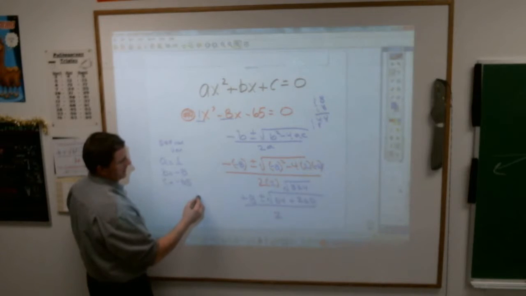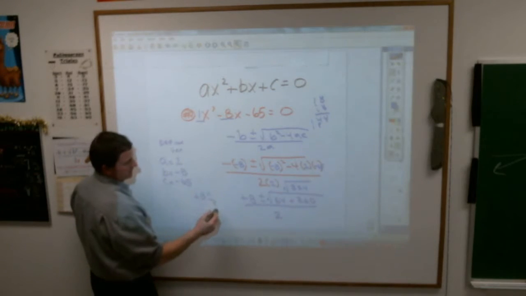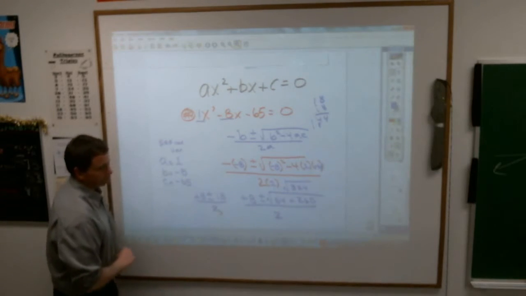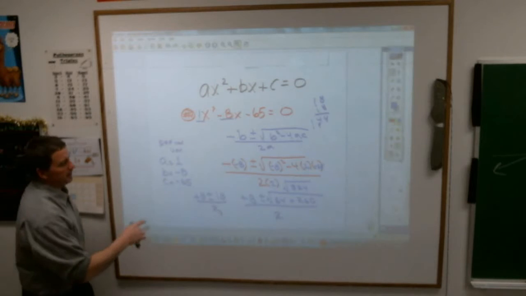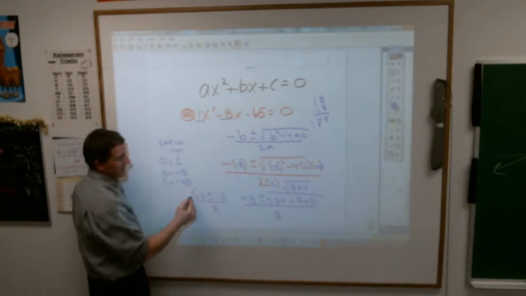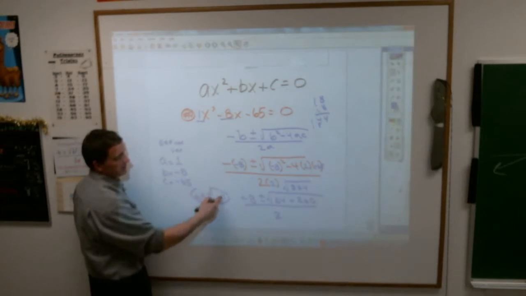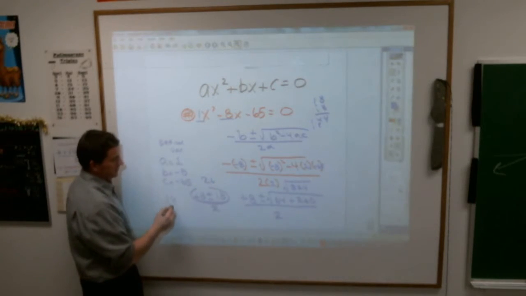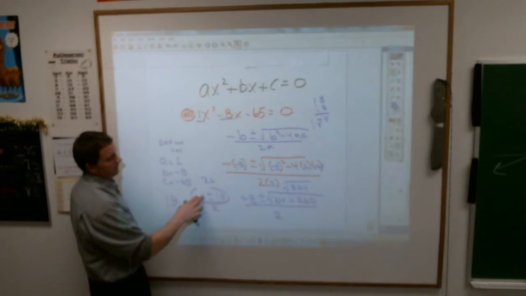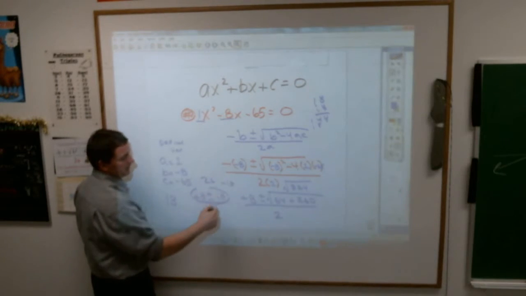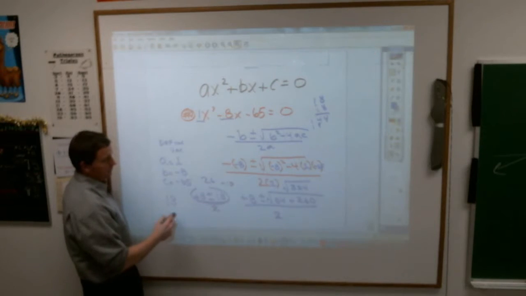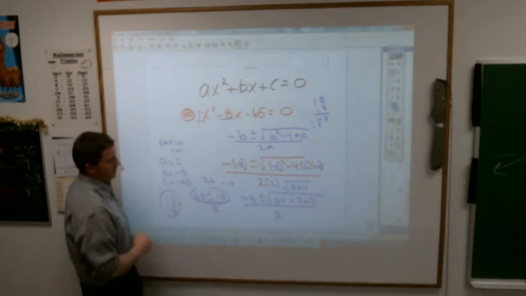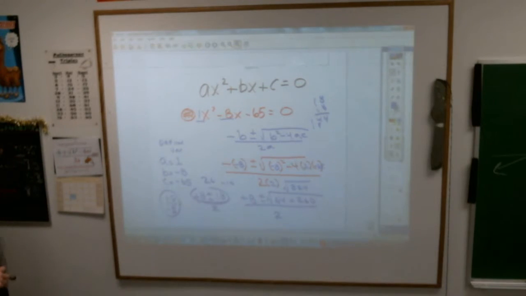So now I have positive 8 plus or minus 18, all over 2. Before you divide anything by 2, you have to do this top part. Positive 8 plus 18 is 26. 26 divided by 2, one answer is going to be 13. Positive 8 minus 18 gives you negative 10, divided by 2 gives you negative 5. So there are your 2 answers using the quadratic equation.